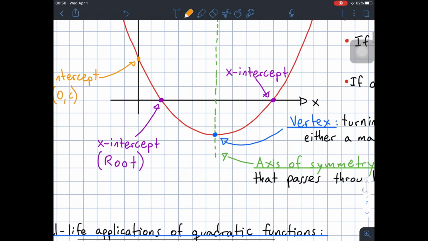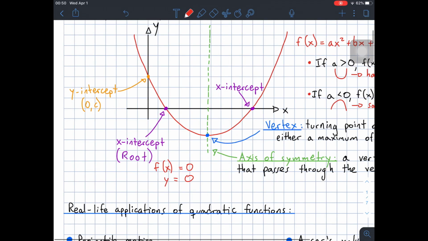And what is the characteristic of these 2 points? That f of x, or y, equals 0, right? Y is 0 in those points, okay? So that's how we calculate the roots of a quadratic function. We're going to see this in the following classes as well.